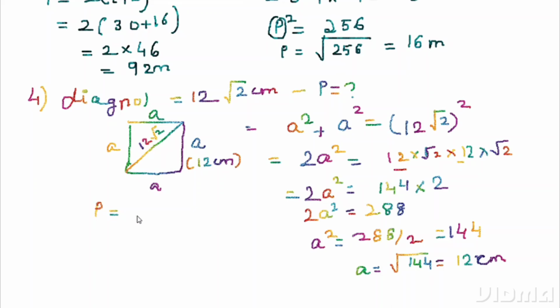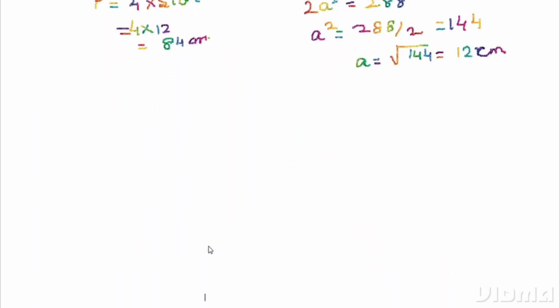That is 4 multiplied by side. So that gives me 4 into 12. So that is 84 centimeter. So this was the fourth question. Now let's move on to the fifth question.